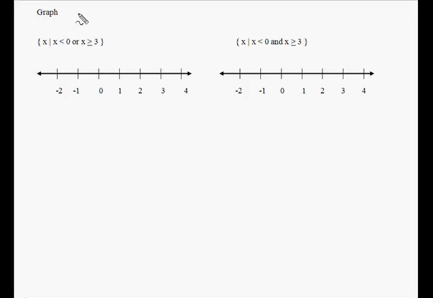Let's look at some graphs. We'll graph some OR and AND statements and compare them. To begin with, it says x, the set of all x, such that x is less than 0. Because it's less than 0 and not included, we're going to have an open circle at 0 and shade to the left.